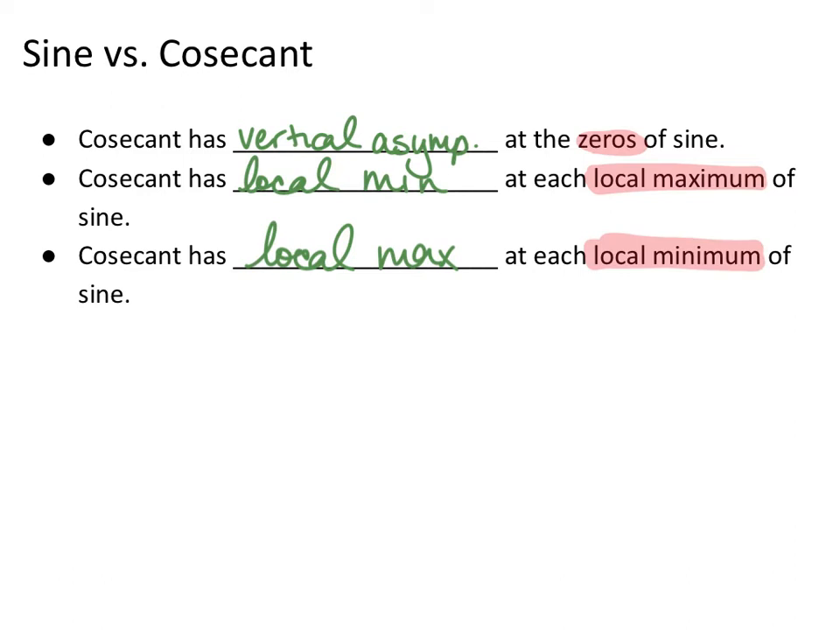So this is really important information for us, especially when it comes time to graph cosecant, because we can always graph sine and know where the vertical asymptotes and local maxes and mins for cosecant are, which is very helpful in graphing.